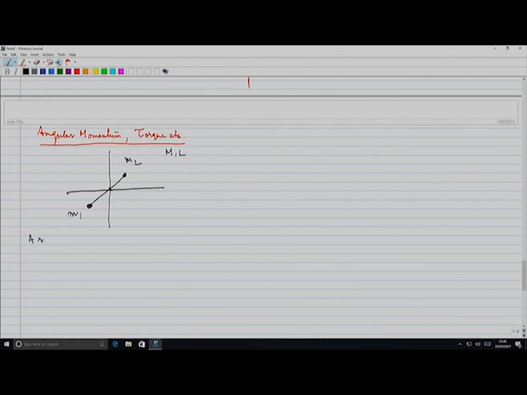A rigid rod of mass M and length L rotates in a vertical plane about a frictionless pivot through the center.